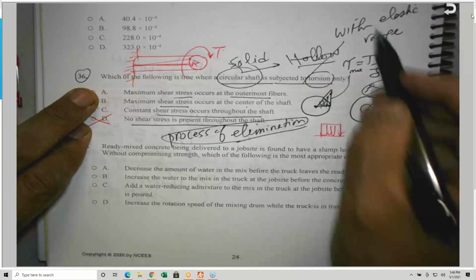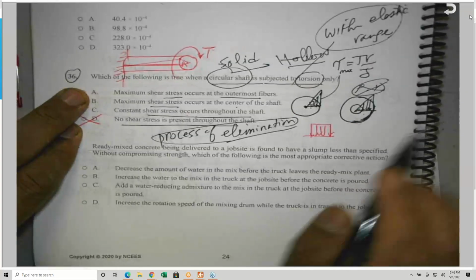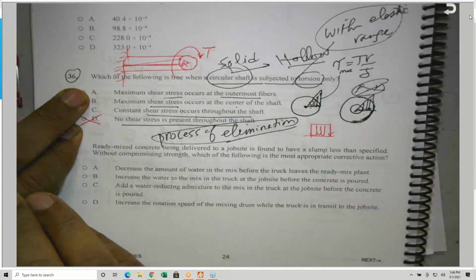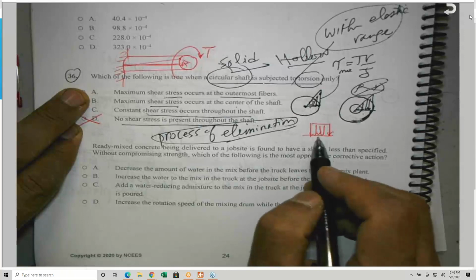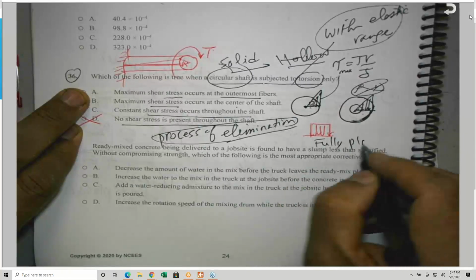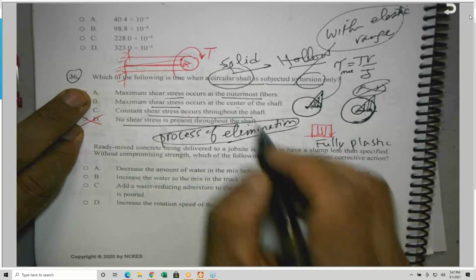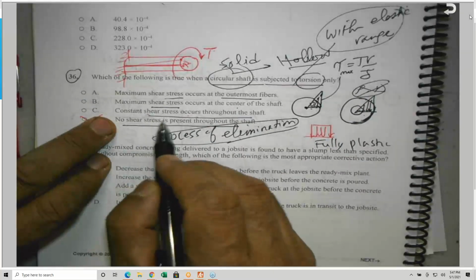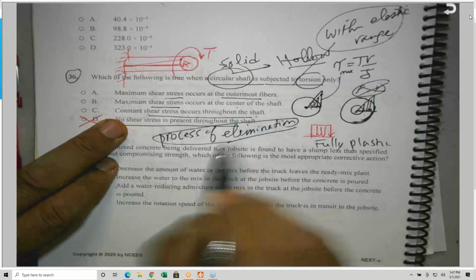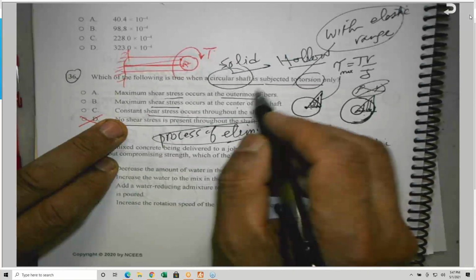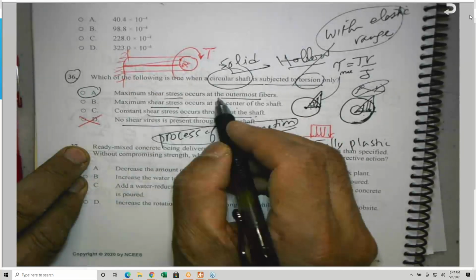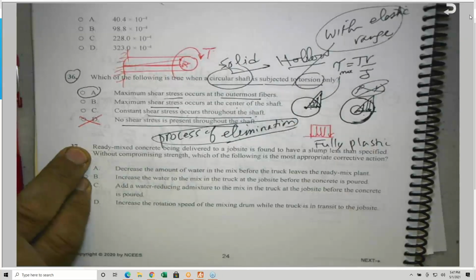Because if we exceed the elastic range or elastic stage, the shape of this distribution is going to vary, by the way, and it could be constant. And when we have a fully plastic, I will show you this fully plastic, you will find the shear stress is going to be uniform. This is why constant throughout the shaft. This is a true statement. If you have a fully plastic, he didn't mention that because he expected that you are going to pick the answer A, that the maximum shear stress occurs at the outer fibers.